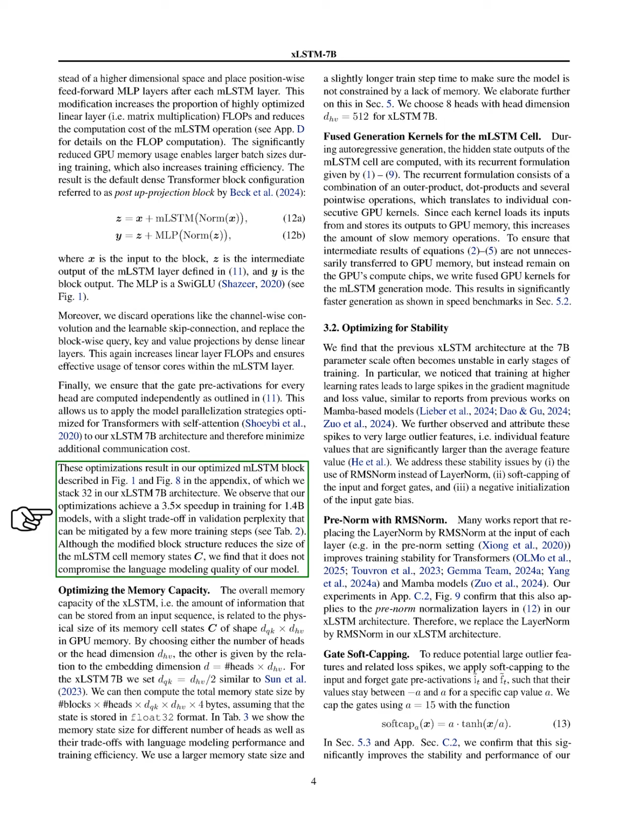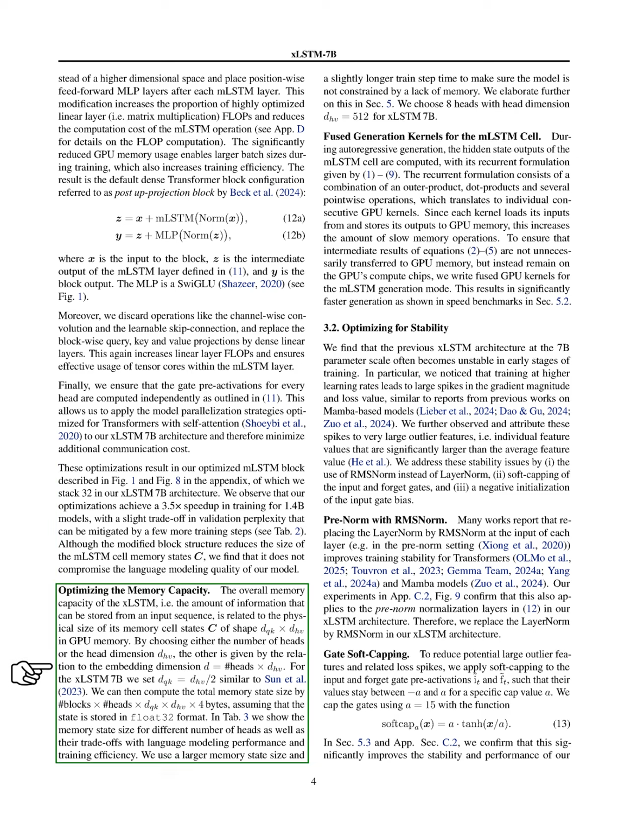Section: Optimizing the memory capacity. In this section, we focus on optimizing the memory capacity of the xLSTM. The total memory capacity relates to the size of the memory cell states stored in GPU memory. By selecting either the number of heads or the head dimension, we can determine the other based on the embedding dimension. For our xLSTM-7B, we set the parameters accordingly.